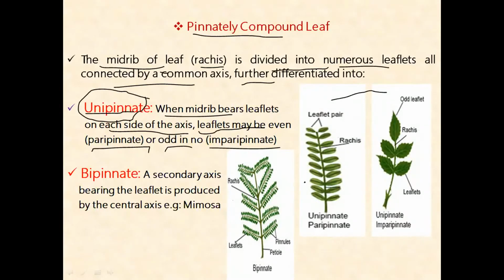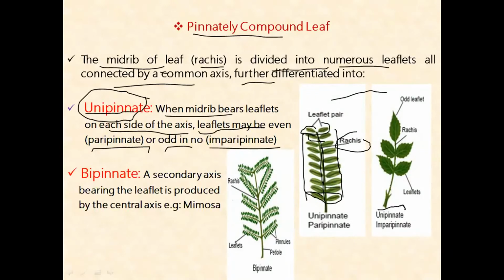Here you can see the midrib. It bears leaflets on both its sides. This is one side, this is another. So two leaflets are present. And these are two types. One is paripinnate, because these are even, you can see even number is present, here, here. So all are even in number. This midrib is known as rachis.